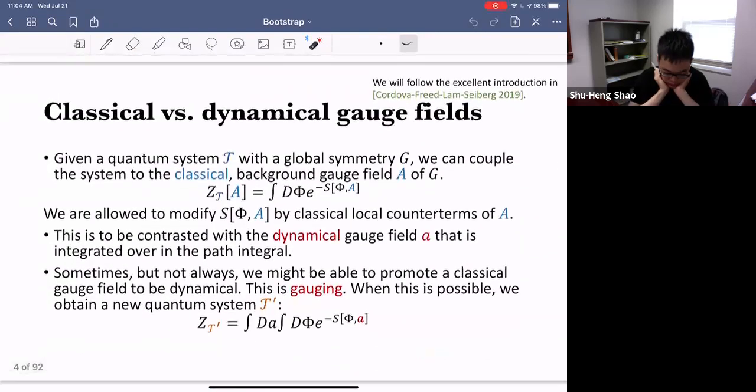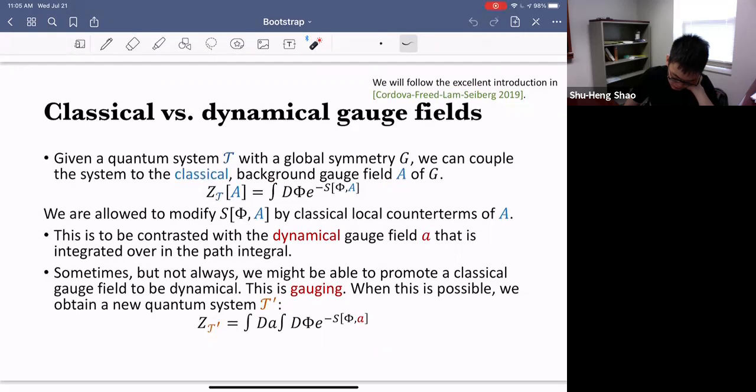So let me give a very quick general discussion about what a 't Hooft anomaly is. And for this discussion, I highly recommend the introduction in this very recent paper. So given a quantum system, it could be a quantum field theory, for example, with a global symmetry G, we can couple the system T to the classical background gauge field A of the global symmetry G. And here I highlight the words classical and background, meaning that this gauge field is a fixed value in our partition function. And we do not integrate over the classical background gauge field.